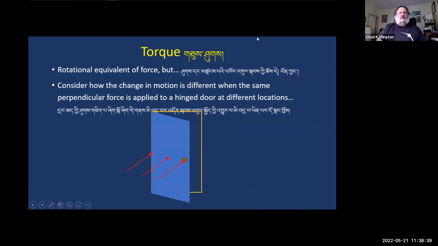Okay, so you're probably familiar with torque in that if you have a door and you apply a force to it, the exact same force at different locations away from its rotational axis, you'll notice that the door rotates at different rates, or when I say rotates, I mean changes its state of rotation at different rates, depending on where you press against the door.